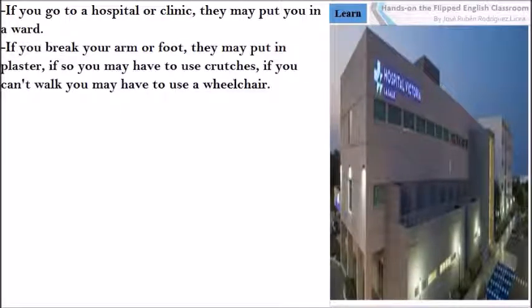If you go to a hospital or clinic, they may put you in a ward. If you break your arm or foot, they may put in plaster. If so, you may have to use crutches. If you can't walk, you may have to use a wheelchair.